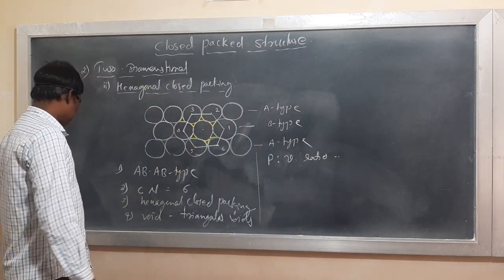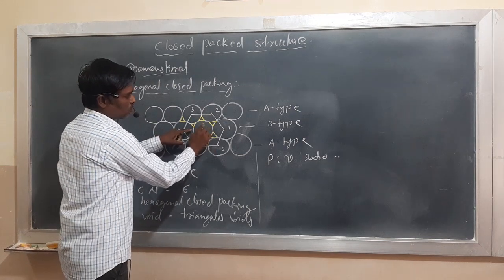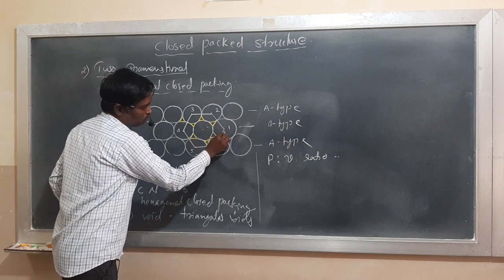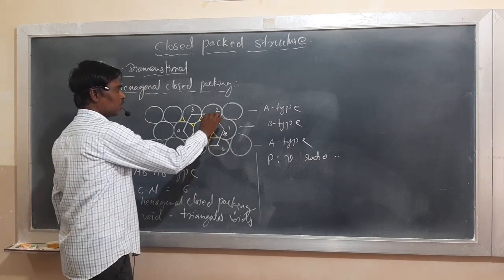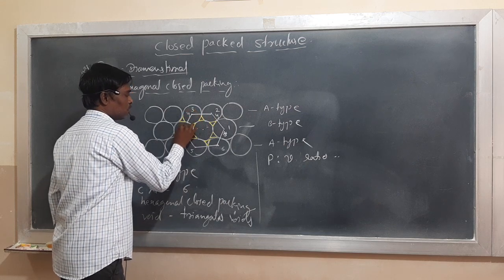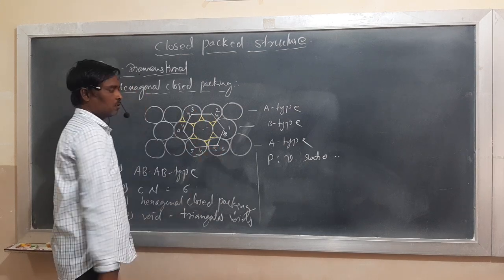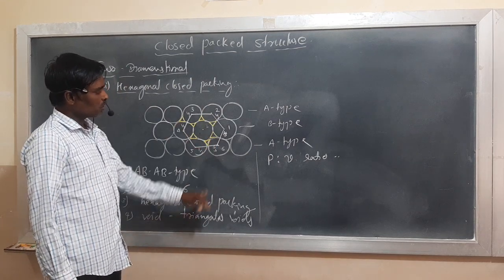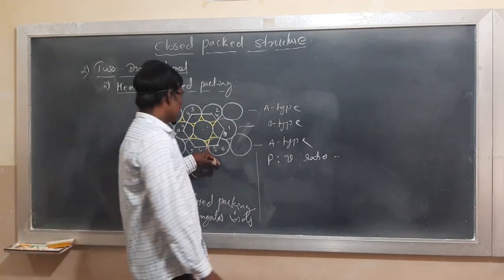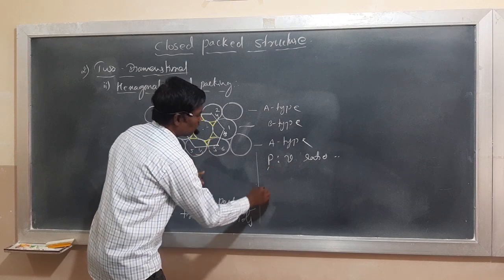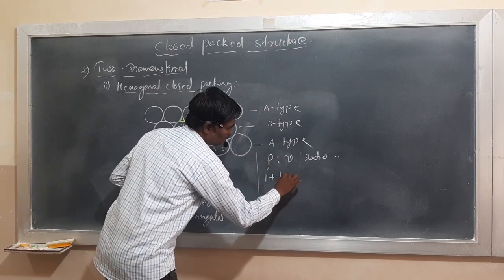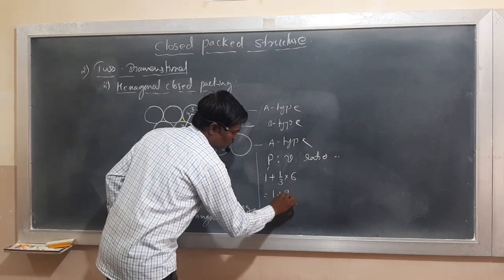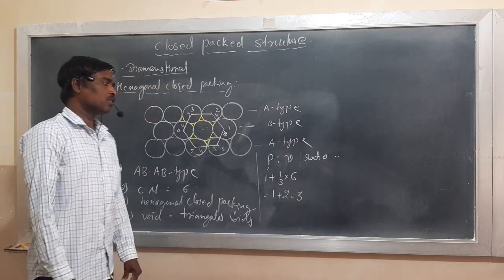So the total number of particles present in this hexagon is one complete particle, see this sphere. So here 1/3 of this sphere is present in this hexagon. Similarly, 1/3 of this, 1/3 of this, 1/3 of this, 1/3 of this, 1/3 of this. So there are 6 neighboring atoms present in this hexagon, and all are contributing their 1/3. So the total number of particles is 1 plus 1/3 into 6. This equals 1 plus 2, that is 3. The total number of particles is 3.